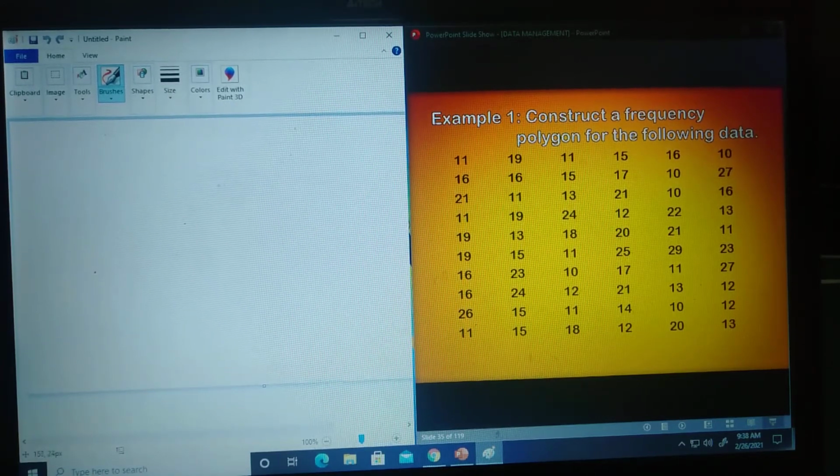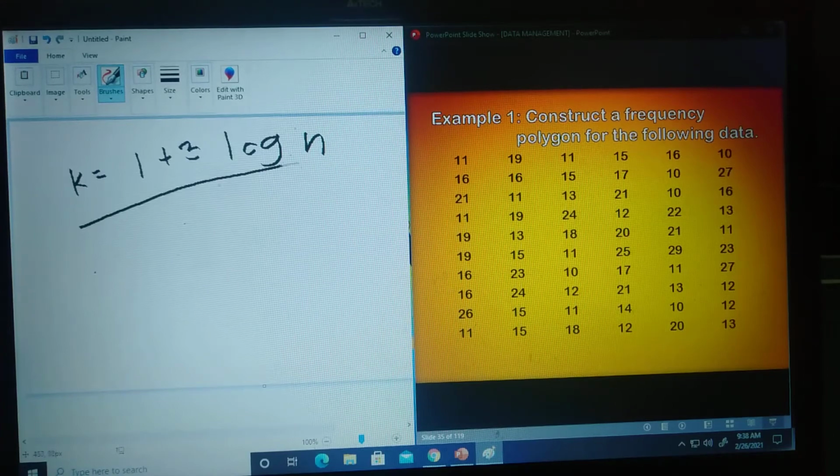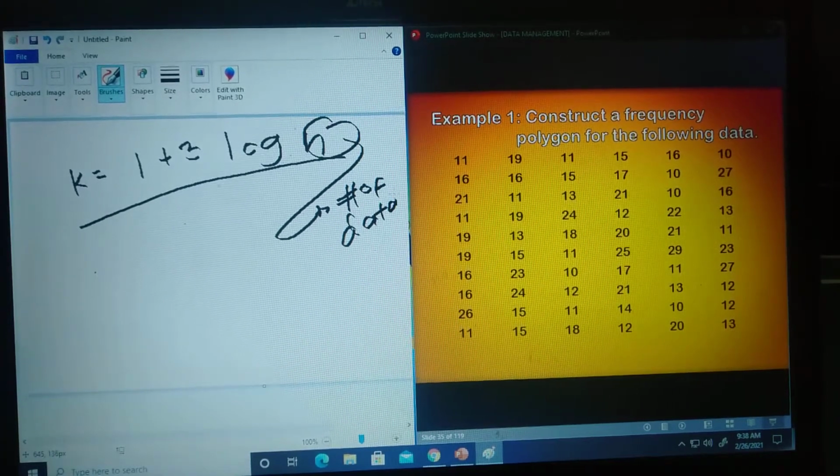Okay. So we have K is equal to 1 plus 3 log n. And yan yung formula natin for step 1, di ba? 1 plus 3 log n. And n, okay, ang n natin is number of data. Ilan yung number of data dito? We have 10 by 6, so 60. So K is equal to 1 plus 3 log 60. So, compute nyo lang to sa inyong calculator kung meron kayong mga calculators, and then click nyo lang yung log sa calculators ninyo. Okay, I have here my calculator, log 60. Or if you use your mobile phones, okay lang din.